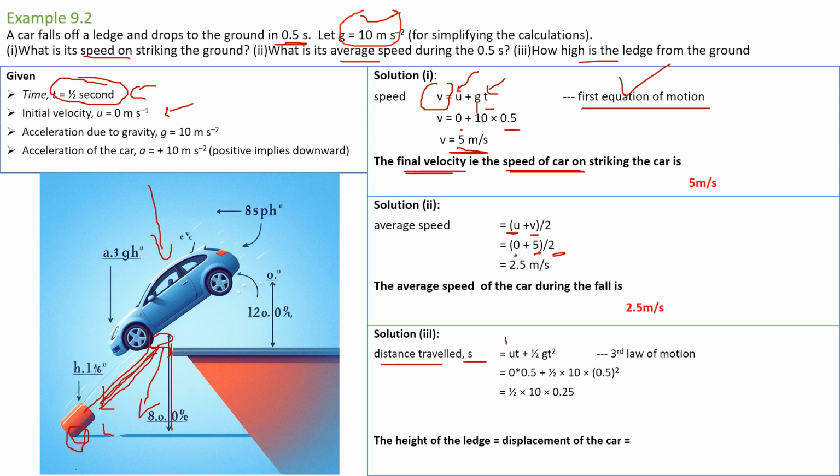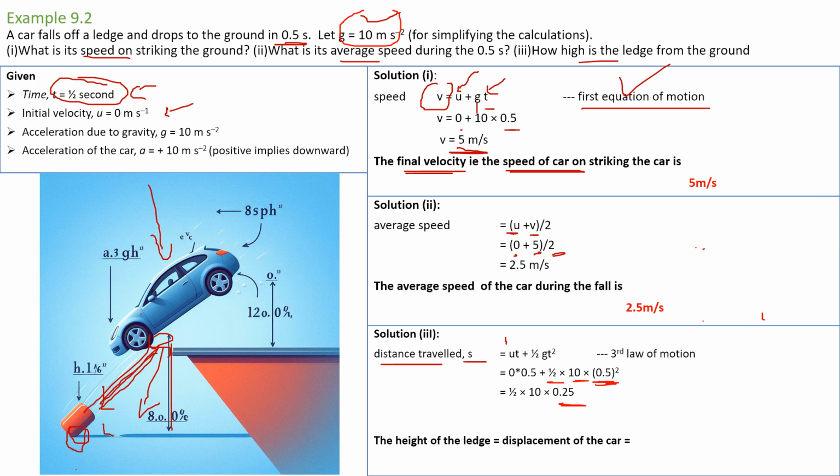What is half into 10 into 0.25? 0.5 into 0.5. Remember that is equal to what? 5 into 5 is 25. There is one digit after the dot here, and one digit here, so two digits after the dot. So then it is 0.25. Okay, so clear?